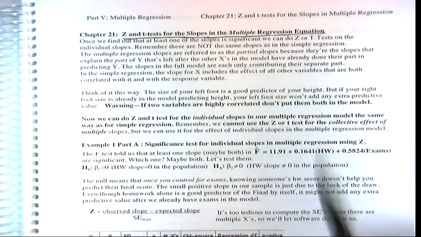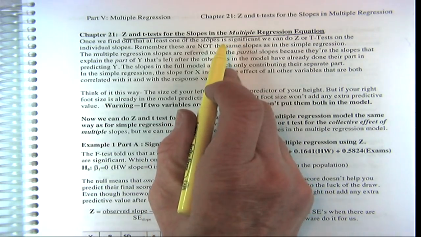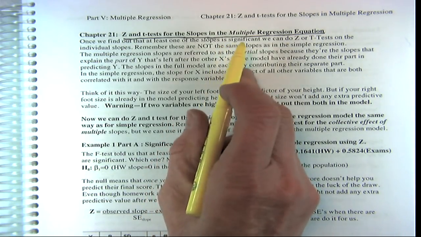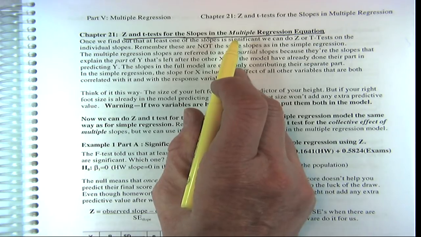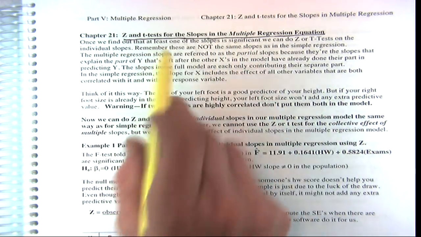And everything's going to be the same as what we did before, except for one thing. These slopes are going to have different degrees of freedom. We'll just have to adjust it slightly. Everything else will be the same. So let's look at this.